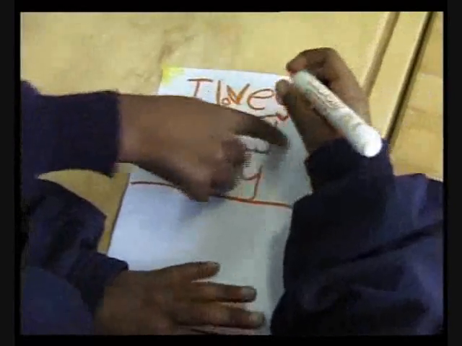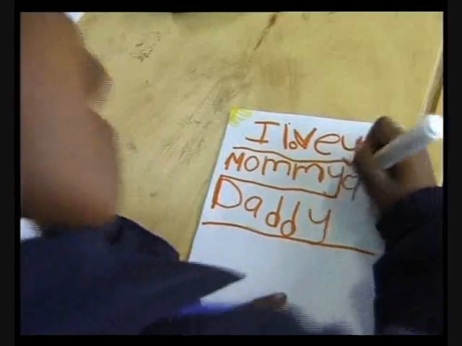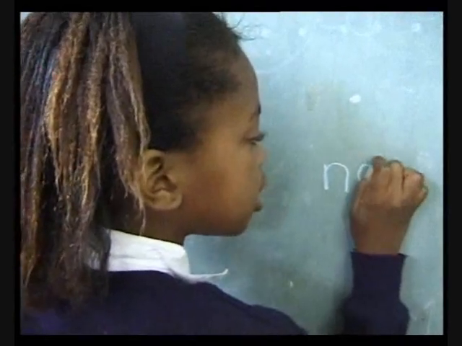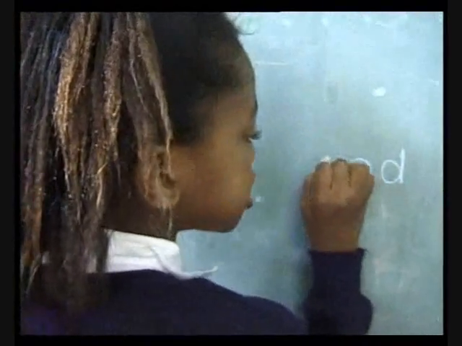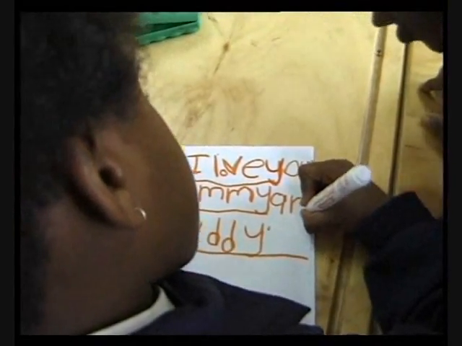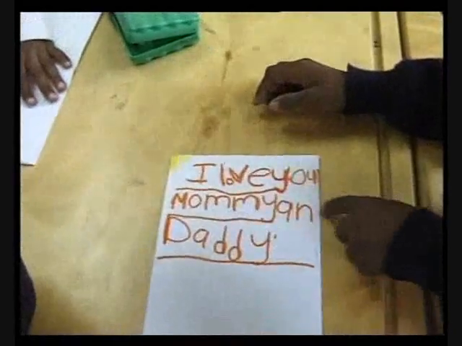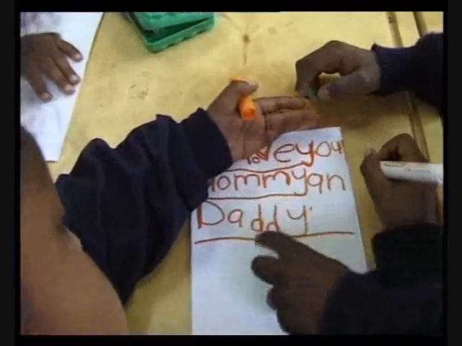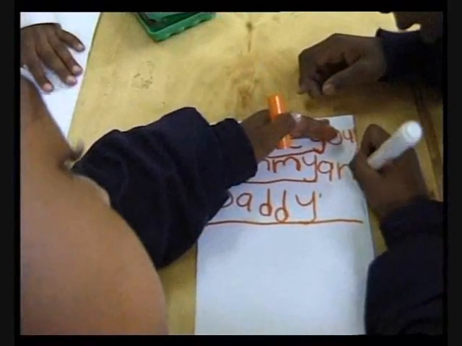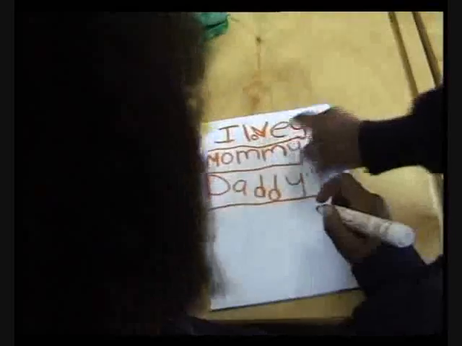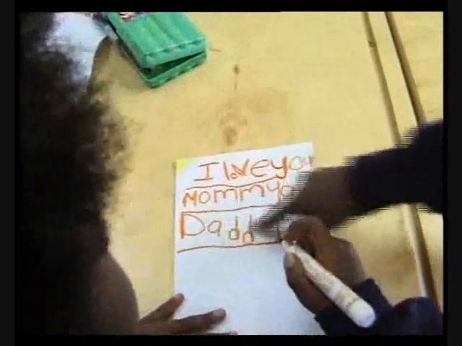Write N. Okay. And then you write this one. You write N like this. Then you write this one here. Yeah, but which one? I need the rubber. First you write, and then you read. I love you, Mom, and Dad.